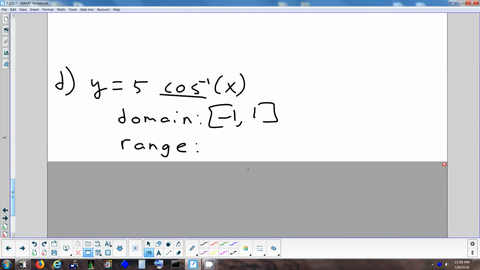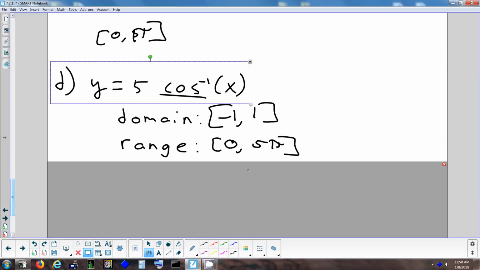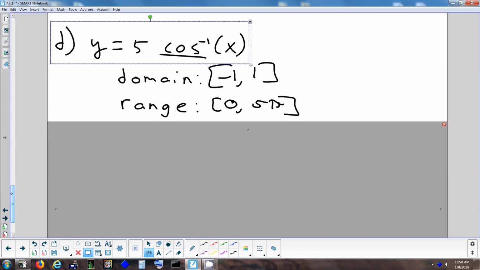Okay. Now, what's the range? That's what Nina, you started to say. What's the range for inverse cosine? 0 to pi. We're going to take 0 to pi, and we're stretching that by a factor of 5. So now it's going to be 0 to 5 pi. You multiply each number in the range by the vertical stretch. 0 stays as 0. Pi times 5, 5 pi.